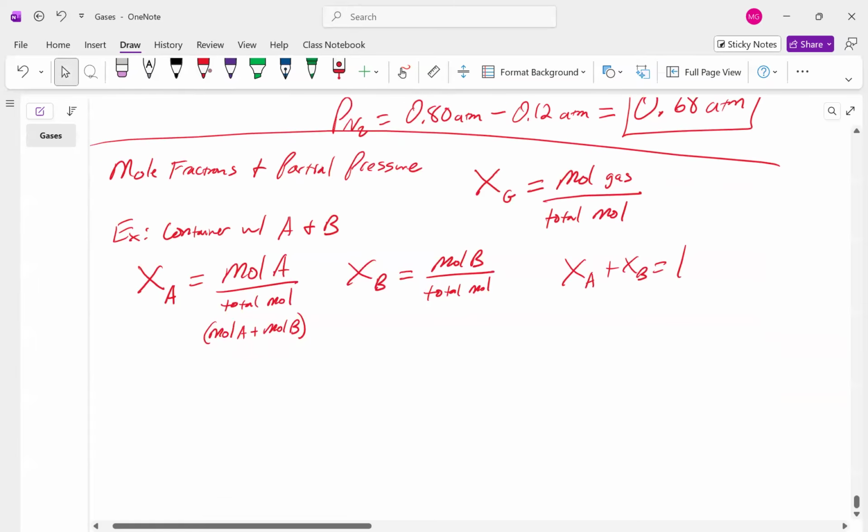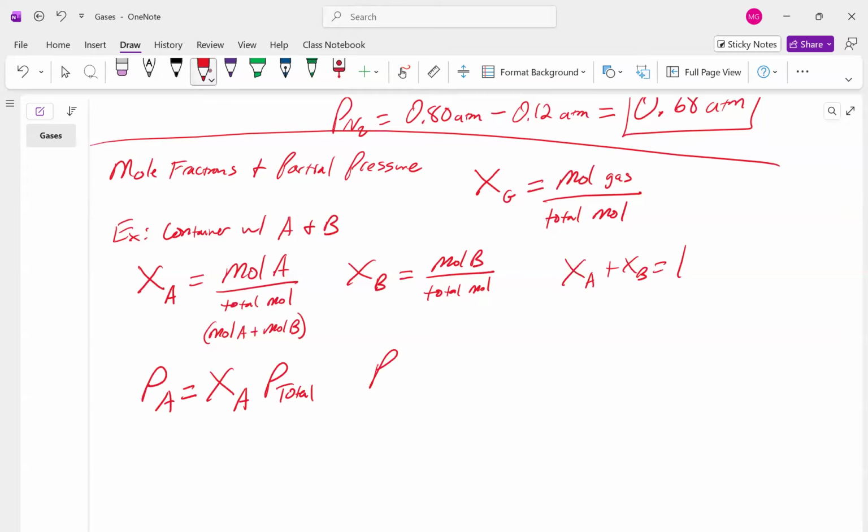Now, how does this relate to partial pressure? Because we know the amount of gas determines the pressure. The more gas there is, the more pressure there is. The less gas there is, the less pressure there is. And so the relationship between mole fraction and partial pressure is that the partial pressure of A is equal to its mole fraction times the total pressure. And so the partial pressure of B is the mole fraction of B times the total pressure.